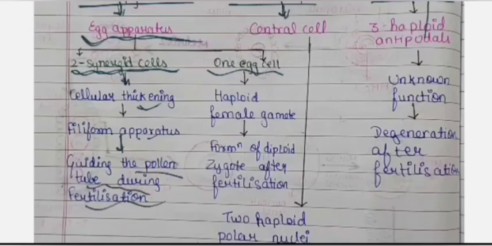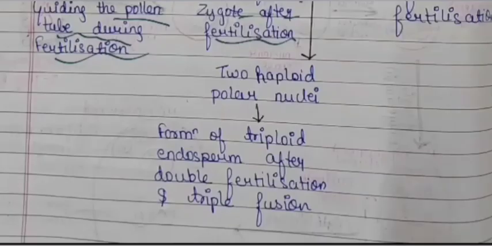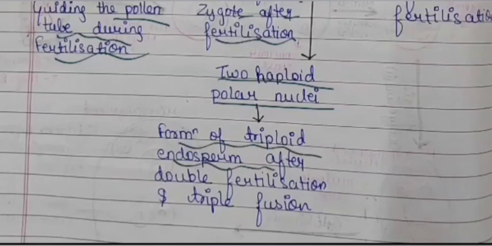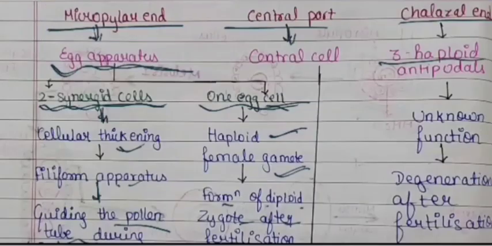Now the egg cell is the haploid female gamete, and formation of the diploid zygote takes place here after fertilization. In the case of the central cell, two haploid polar nuclei are present, forming the triploid endosperm after double fertilization and triple fusion. At the chalazal end, three haploid antipodal cells are present whose function is not known yet, and they degenerate after fertilization.